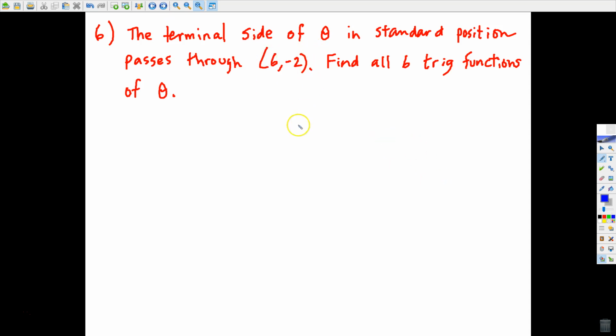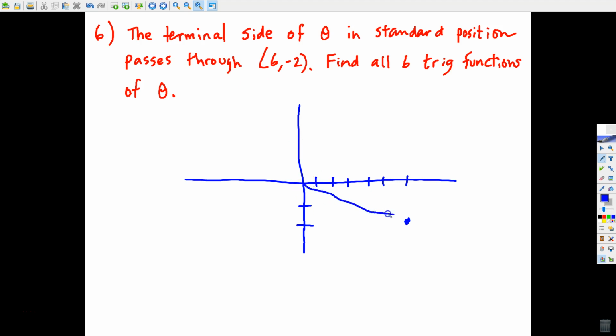Number 6, we're told that the terminal side of some angle theta in standard position passes through a particular point. So let's just do a little sketch. Let's show the point 6, -2. And there's the point, 6, -2. Here's the terminal side. And remember, this is called the initial side of that angle. So we have the initial side and the terminal side.